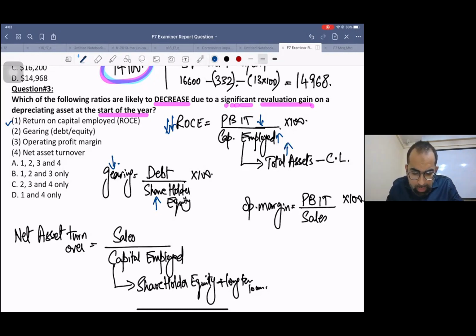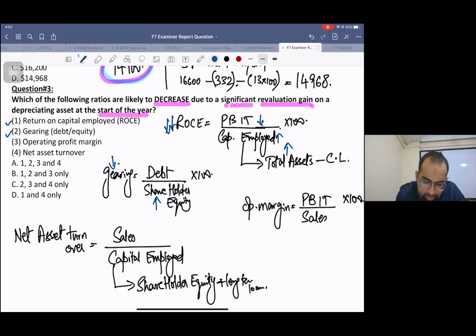So point number two is also correct. Absolutely correct. Because of upward revaluation, gearing goes down. Even in my notes, I have written this. In my lectures, I have covered this, right?